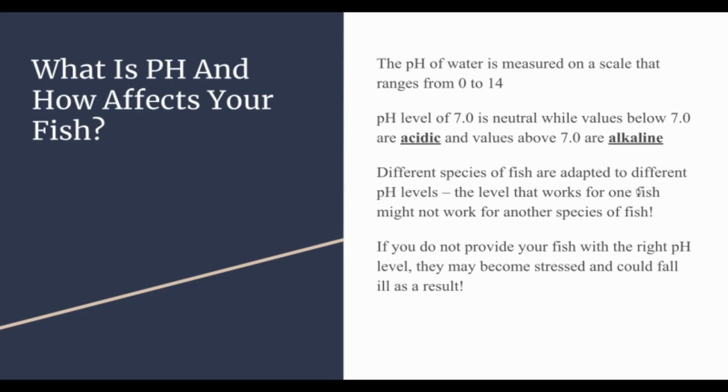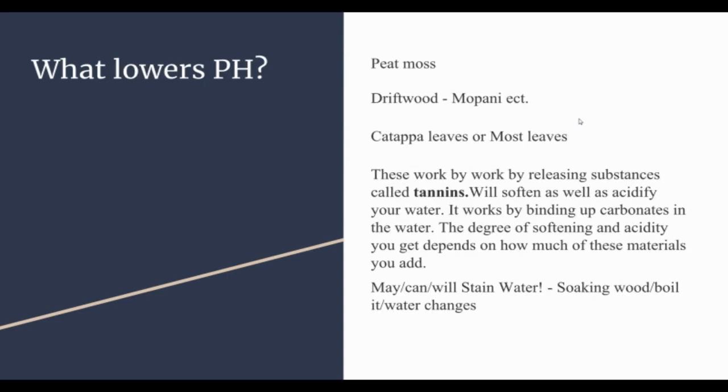Alright, what is pH and how does it affect your fish? Well, y'all could read most of this. Obviously, a pH of 7 is neutral. Below 7 is acidic, and above 7 is alkaline. Obviously, we all know that fish have to work in one range or the other, or they will die. Right? All right.